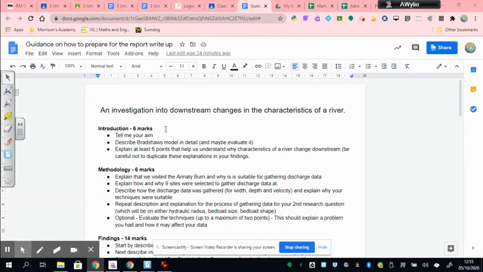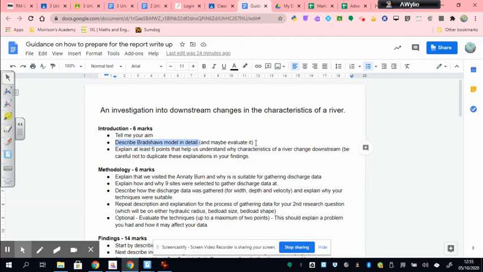So your introduction is worth 6 marks, and it should start with your aim. So you're going to want to know what your main aim is. You're then going to want to describe Bradshaw's model and explain why we are studying Bradshaw's model, because it is the model that helps us understand how characteristics of a river change downstream, and that we're aiming to prove or disprove whether his model is correct.